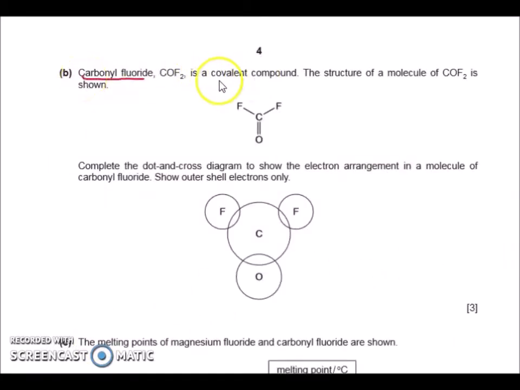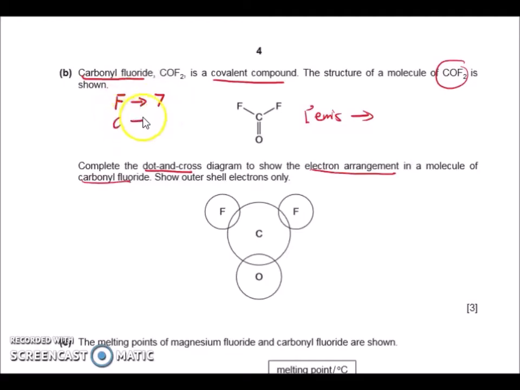Okay, carbonyl fluoride is a covalent compound. It is the formula of it, and I complete the dot and cross diagram to show electron arrangement in the molecule of this. So I have explained in the previous paper that this one should be done in a Lewis structure way. So when you convert the drawing into Lewis structure, so what happened? Carbon, we follow this valence electron. Fluorine you have 7, carbon you have 4. This one is valence electron. Oxygen you have there 6.